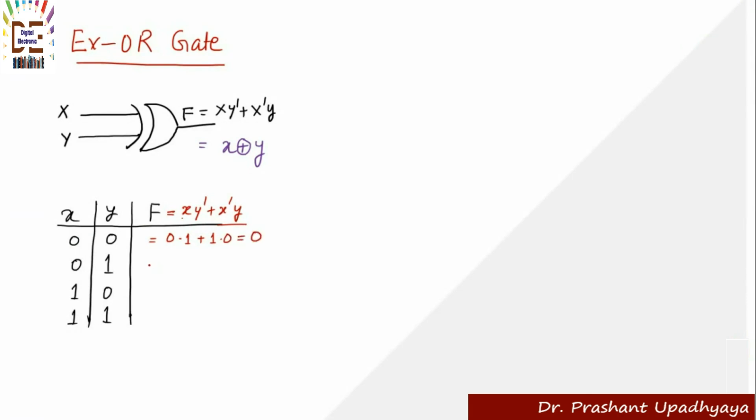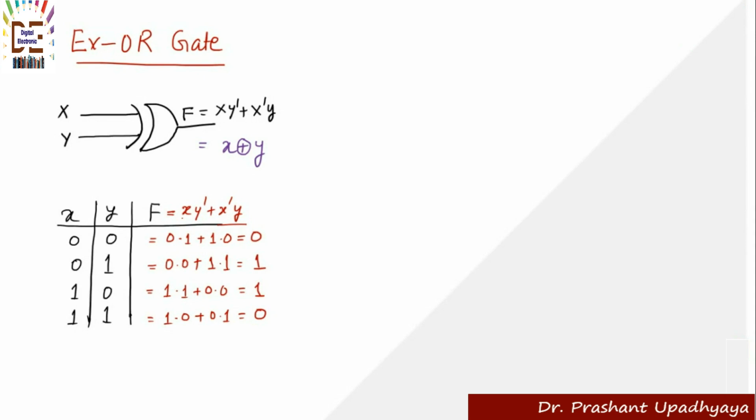Similarly, if I take this one, X is 0, Y is 1 so Y bar will be 0, plus X bar is 1, Y is 1. What will be my answer? My answer will be 1. Similarly, if I take this one, X is 1, Y bar is 1, plus X bar is 0, Y is 0, I will be getting 1. And here I will be getting 1, 0 plus 0, 1. What will I be getting?